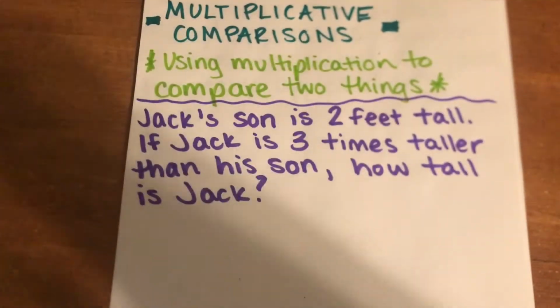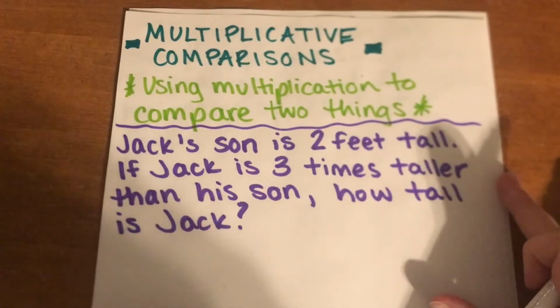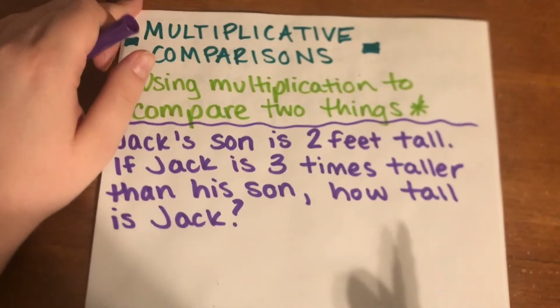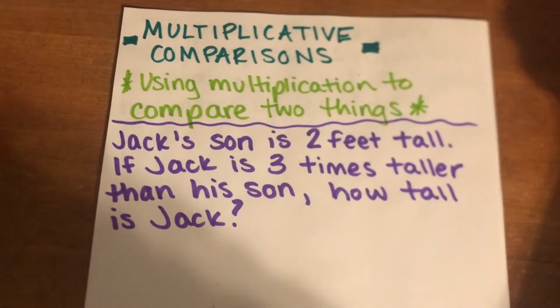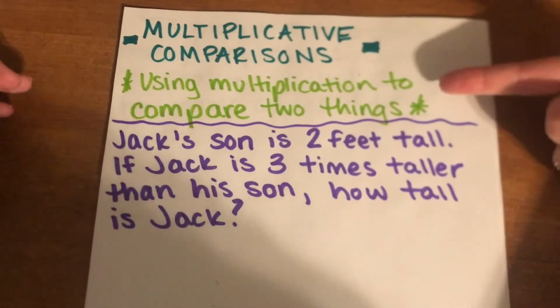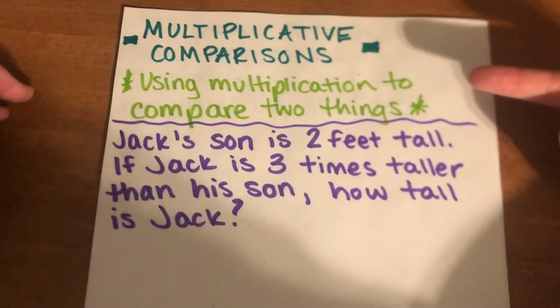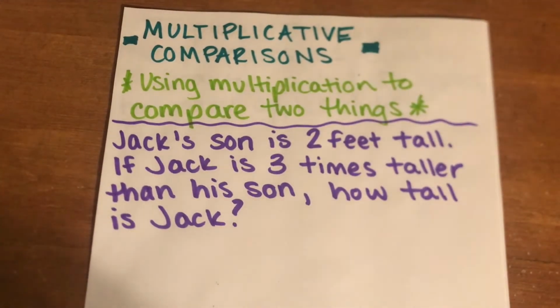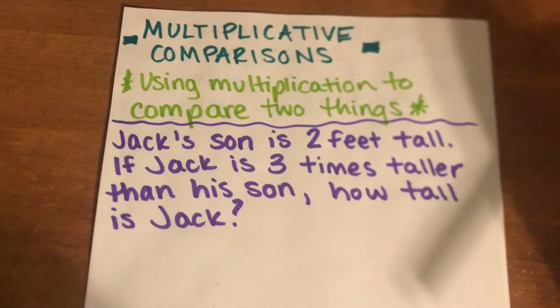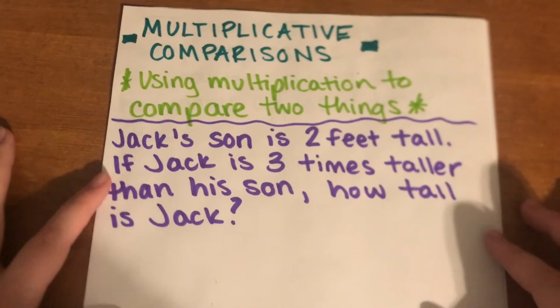All right. Next, I want to talk about when you come across something called multiplicative comparisons. Okay? These are just fancy words for when you're using multiplication to compare two things. So this is the instance where you're going to see the word times a lot. Times as many as something. So let's look at this example.